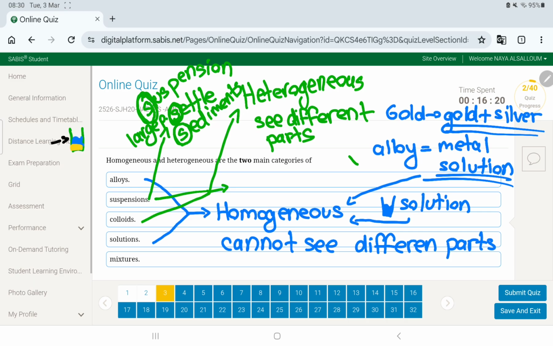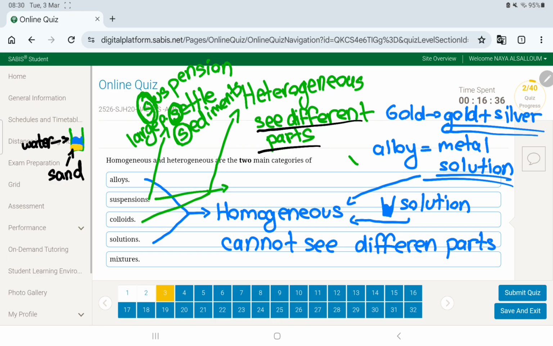So guys, what can you see here? Here you can see the water and here you can see the sand, right? So can you see the different parts? Yes, you can. This is why a suspension is a heterogeneous mixture.